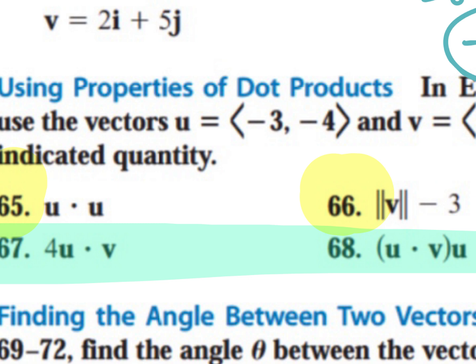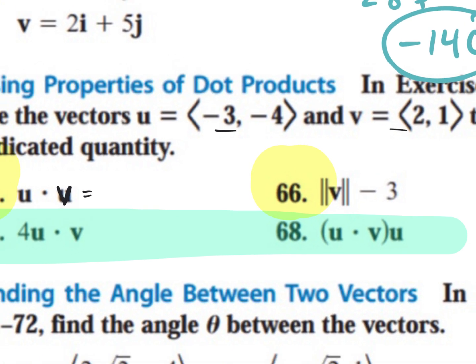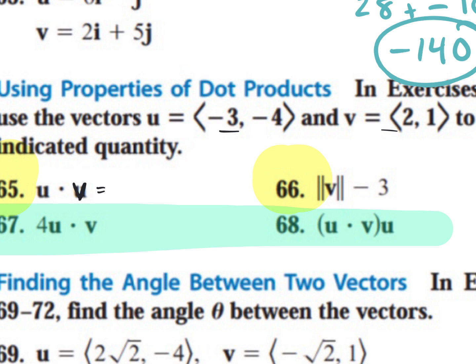65, same thing. It's asking for the dot product. I'm going to change this question just to give us some practice. Let's make it U dot V. So for our dot product, we do the first times the first. So -3 times 2 would be -6, plus the second times the second, -4 times 1 is -4, so this gives us -10. So our dot product of U and V would be -10.